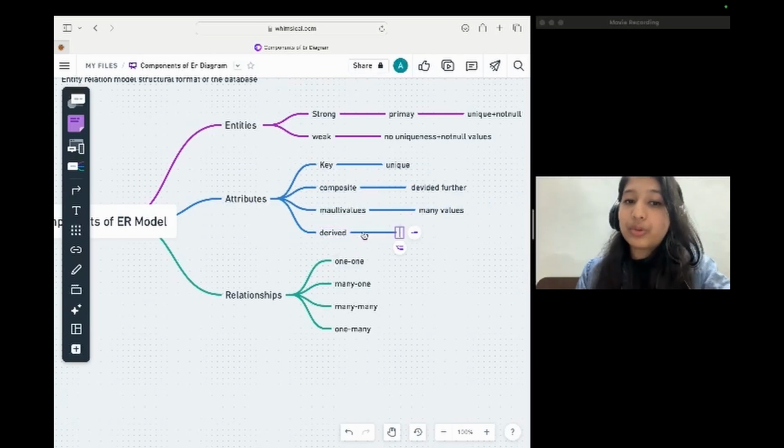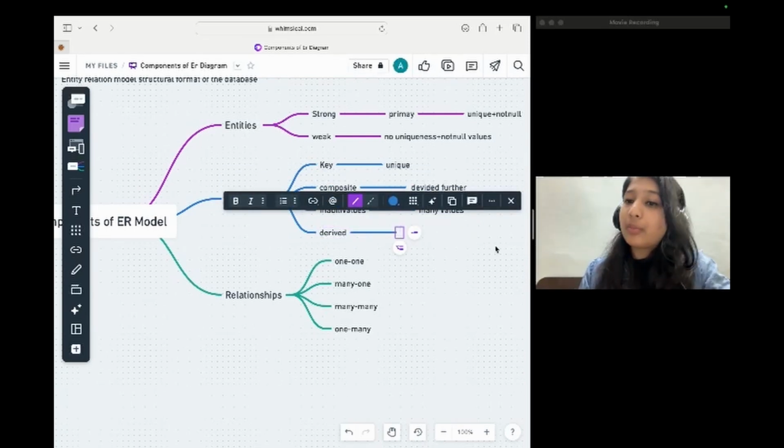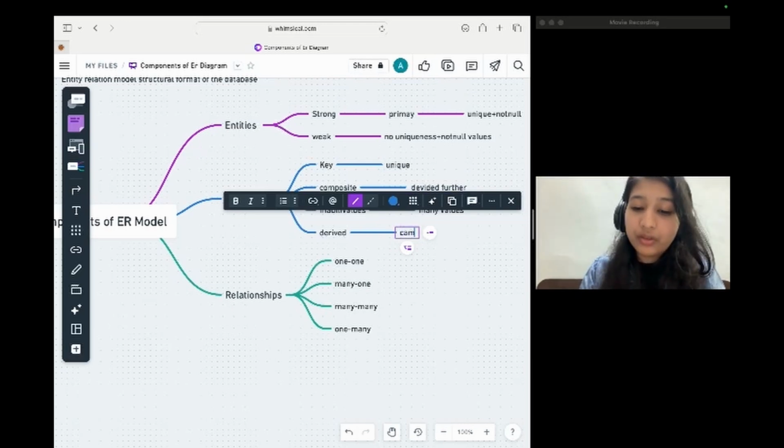Now the derived attribute. A derived attribute is something that comes from another attribute. For example, age. Age is a derived attribute. How? If we already have the date of birth in our attributes, then age will be a derived attribute. For example, you were born in 2000, so now your age will be 24. How did I calculate your age? From your date of birth. You were born in 2000 and now you are 24. So it is the derived value, which comes from another attribute.